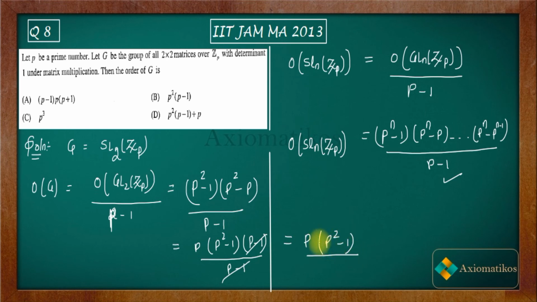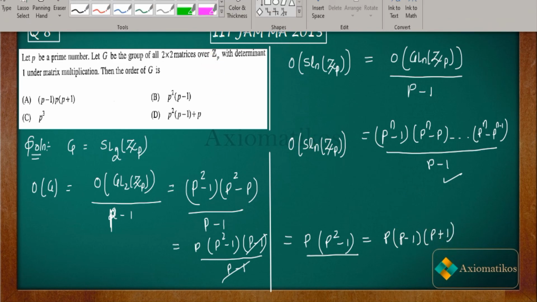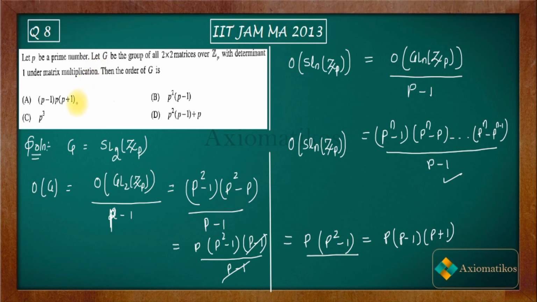So now I think we got our options. I can write this as P into (P minus 1) into (P plus 1). That means option A is the correct option, right? B is incorrect, C is incorrect, and D is incorrect. So this was a very easy question.